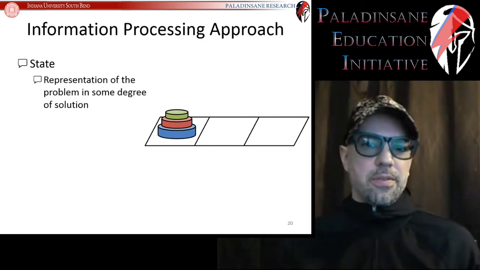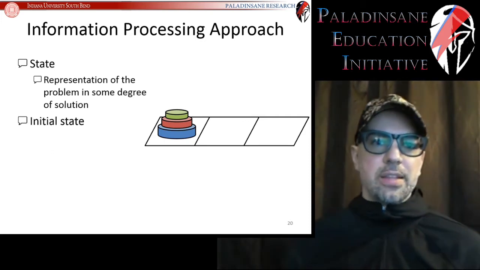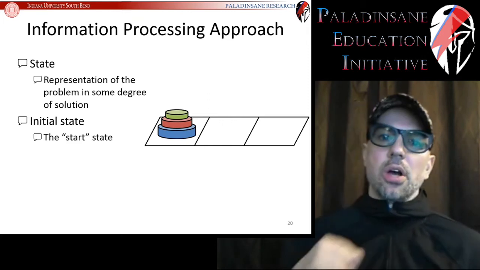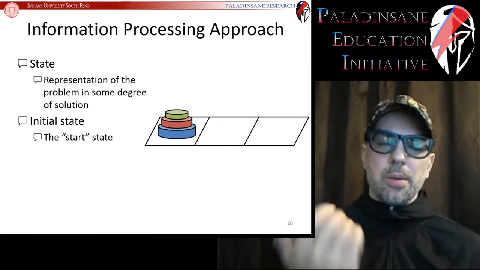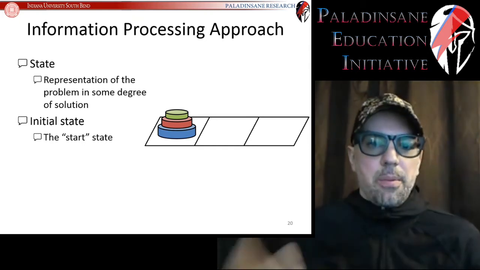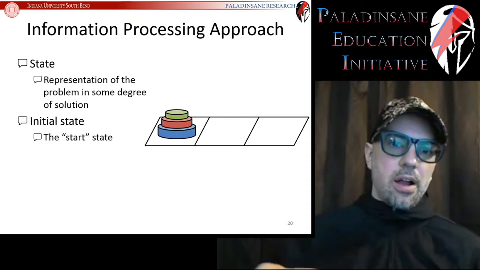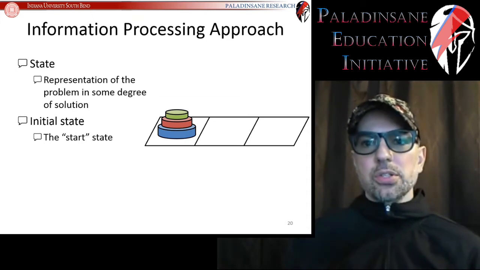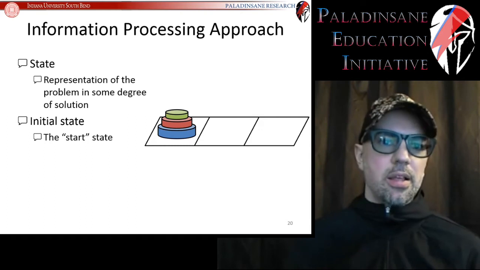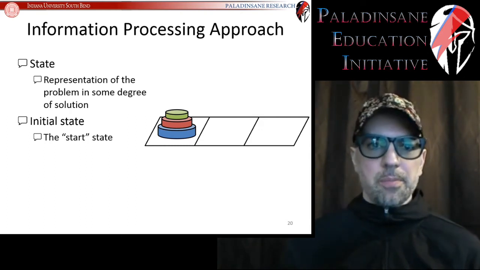And we have a couple of special states. So we have your initial state, and that is your start state. So in the Tower of Hanoi problem, that's where you start. That's when somebody hands you the problem and says, hey, solve this. That's your start state. So in our example right here, having those 3 disks in position number 1, that's your start state. That is where you begin this problem.